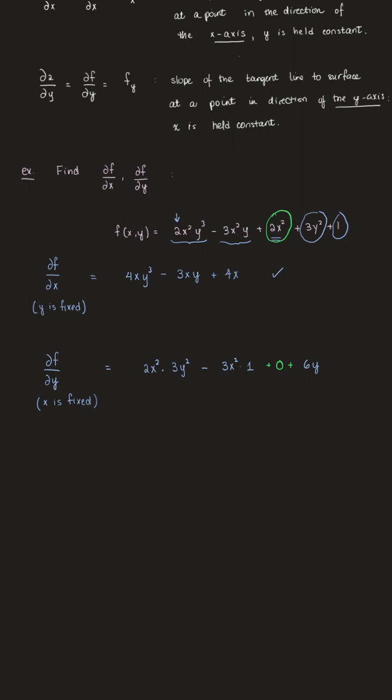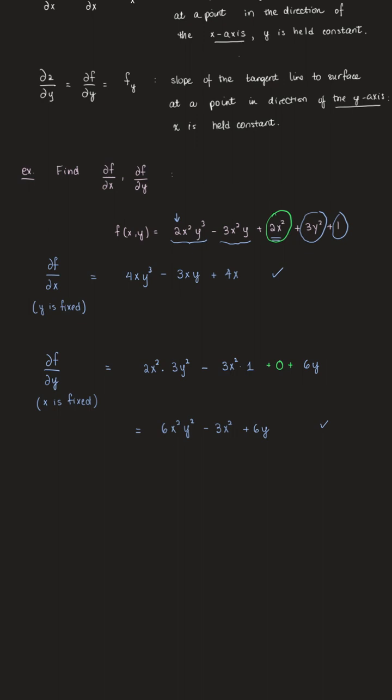The derivative of 1, it is a constant. The derivative with respect to y is 0. So here we have that our partial derivative of f with respect to y will be 6x squared y squared minus 3x squared plus 6y. And now we have found an expression that gives us the slope of the tangent line at a point on the surface in the direction of the y-axis.